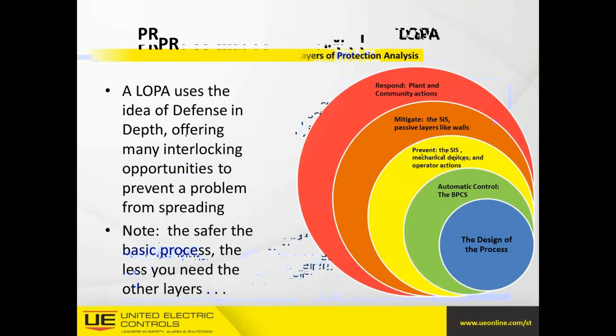But what if it goes way wrong? Well, then the last part of the puzzle out here with the layers of protection analysis is the response. Response basically is not what we like to hear, but plant and community actions. What do we do now? The worst case scenario has happened.